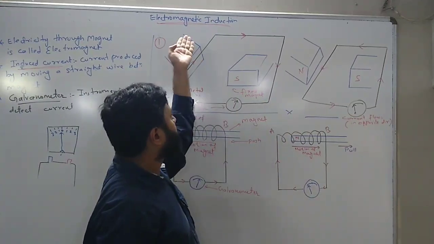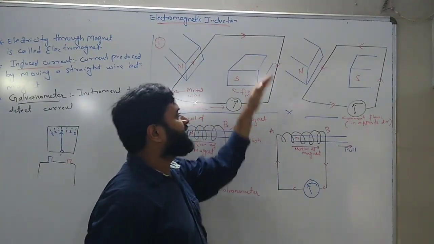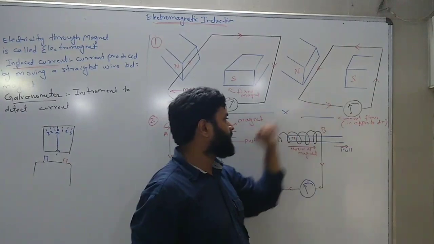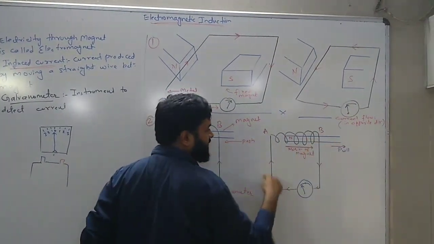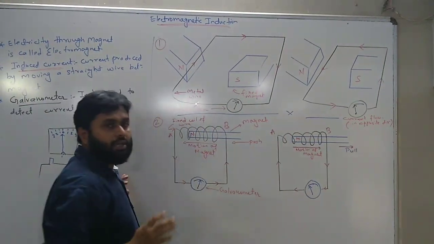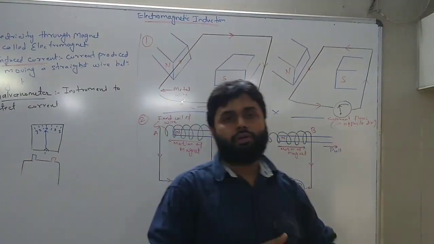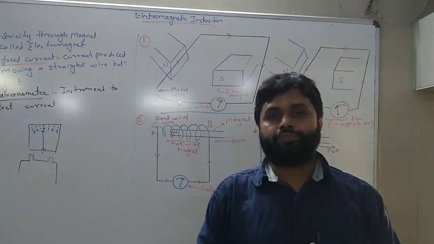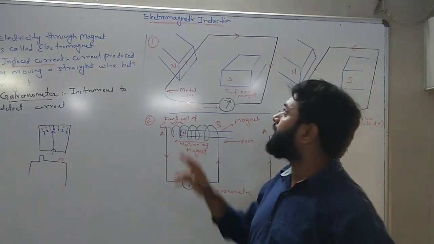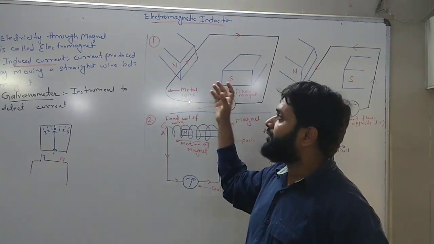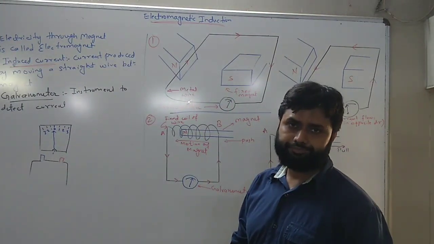Here we are moving up, the direction is here. Here we are moving down, the direction is here. Here we are pushing, the direction is here, and here we are pulling, the direction is opposite. So these two experiments show the basic principle of the generator, how electric current is induced in the presence of a magnet.